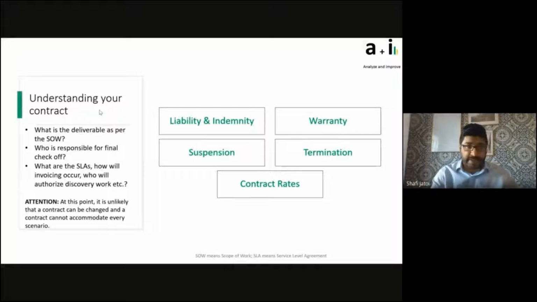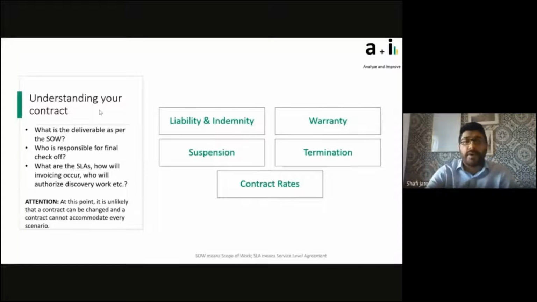The attention note at the bottom is simply that once a contract has been signed, it's unlikely to be changed unless there are major considerations that were missed. And a contract cannot accommodate every scenario. The more you de-risk a contract, the more expensive it becomes, because the risk doesn't generally go away. It transfers from one party to the next party. And the more you take it off you and put it on somebody else, there's a value associated with that.